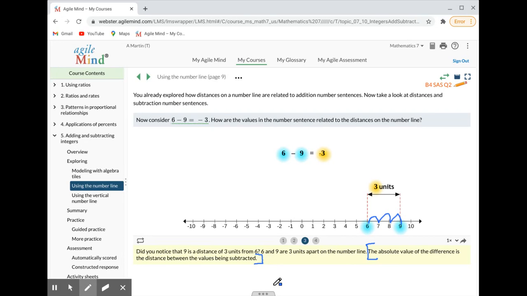So I want somebody to read number 2 for me in their workbook. Can you read that for me, someone, very quickly, please? What do the values in the number sentence tell you about the distances on the number line? All right. So what I just put in those brackets is our answer. So I want you to do that now, okay?